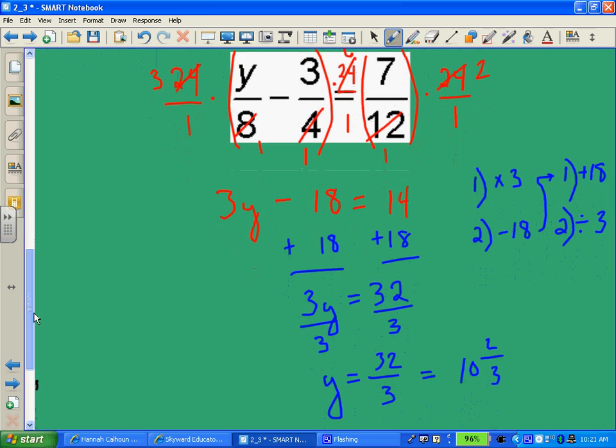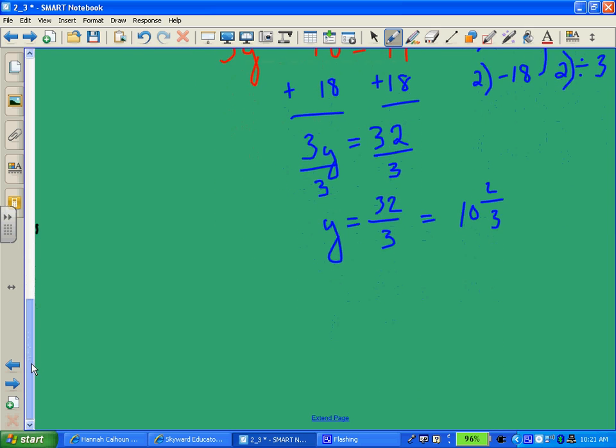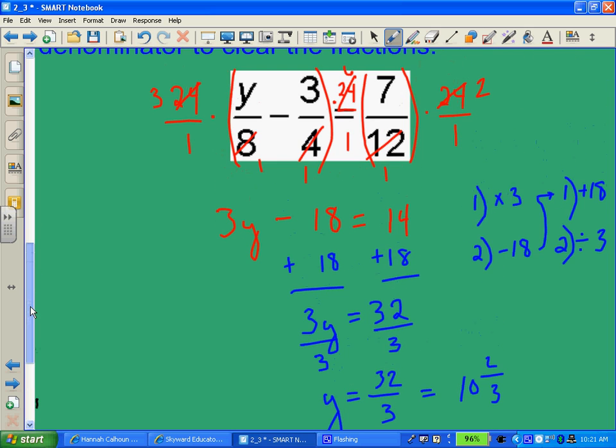So in your homework, you'll be doing just regular two-step equations and two-step equations with fractions. And again, please pick the method that you like the best and work on that one. Okay, that will probably be the best thing for you to do.